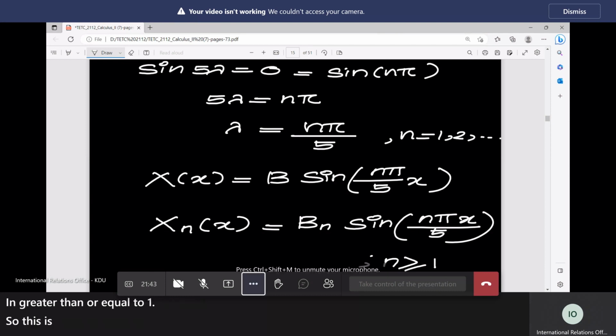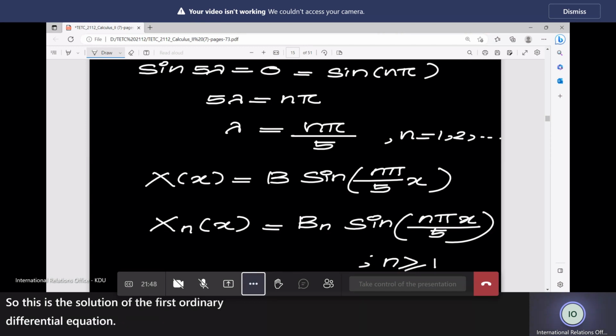So this is the solution of the first ordinary differential equation. We took two ordinary differential equations in the first part, one in x and one in t. This is the solution for the x equation. Now let's solve the t equation as well.